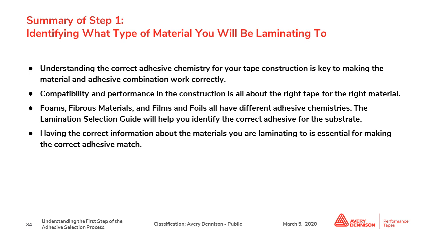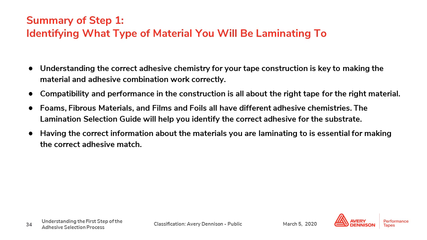Okay, so a summary of step 1 is, of course, understanding the correct adhesive chemistry for the tape construction, and making material and adhesive combination work correctly. Making sure we have compatibility and performance in the construction is all about the right tape for the right type of materials. Foams, fibrous materials, and films and foils all have different adhesive chemistries. The lamination selection guide will help you identify the correct adhesive for the substrate.